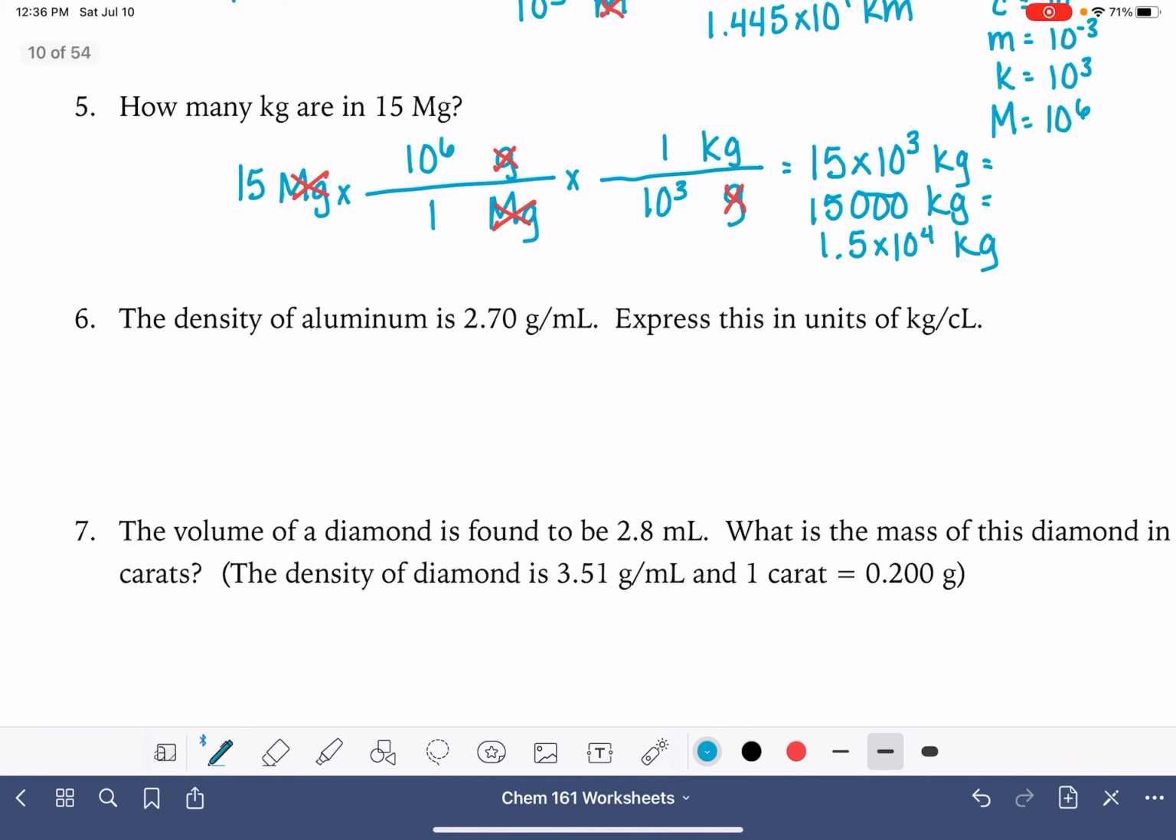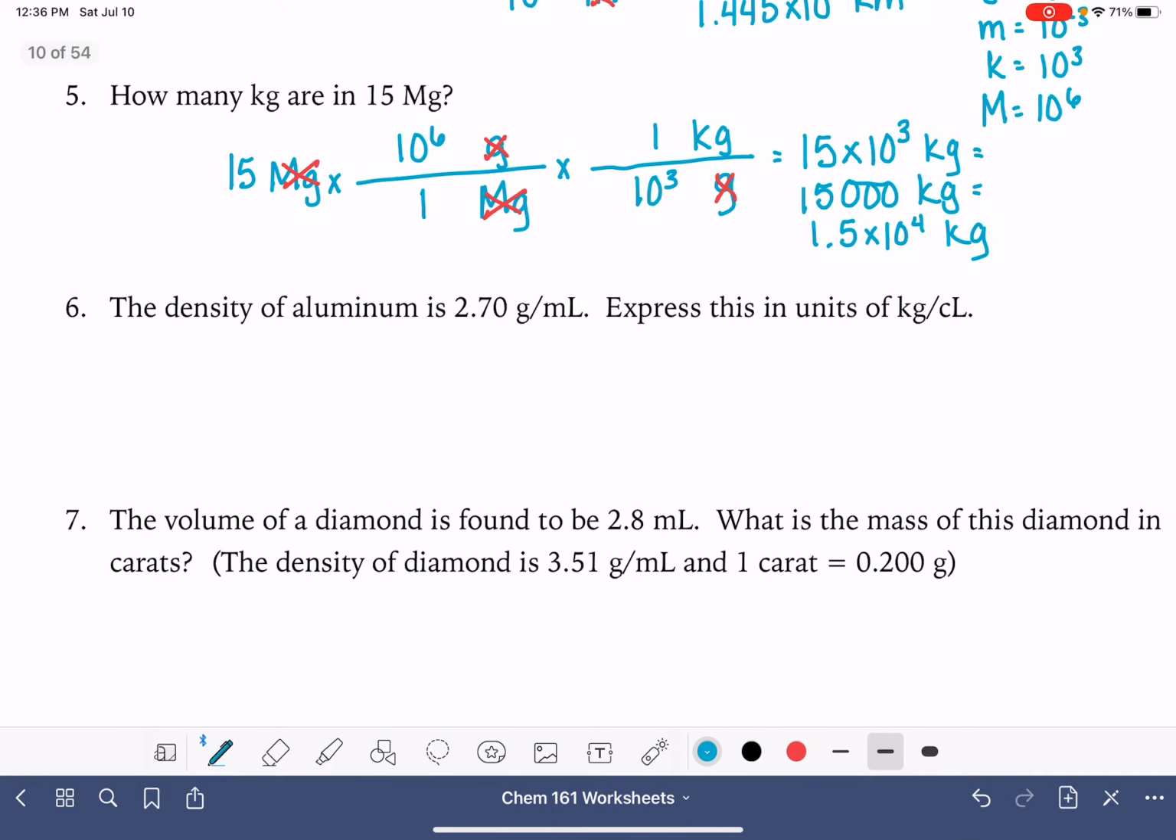So these last two are going to be a little bit more complicated. This one is telling us that we have a substance with a density of 2.7 grams per milliliter, and it wants us to express that into units of kilograms per centiliter. So we've got to convert both the gram unit and the milliliter unit, and we're just going to do that one unit conversion at a time. It doesn't matter if you start with the gram unit or the milliliter unit. I'm just going to start with the gram unit.